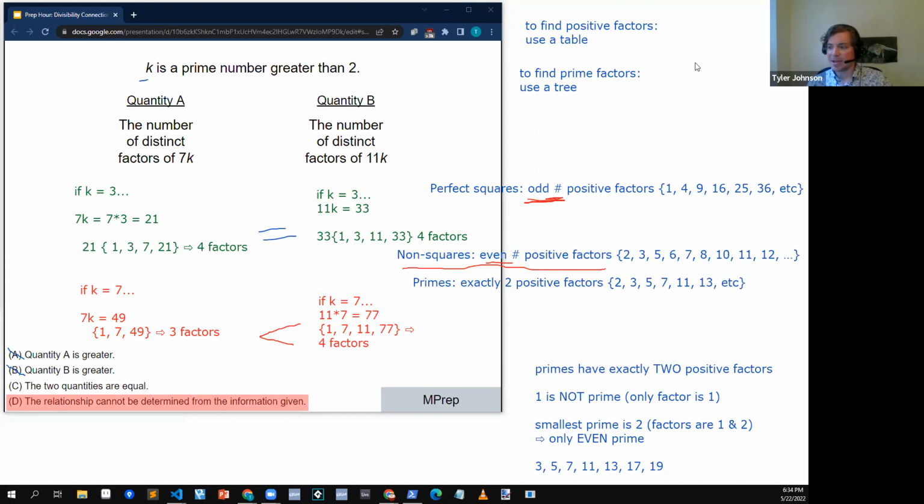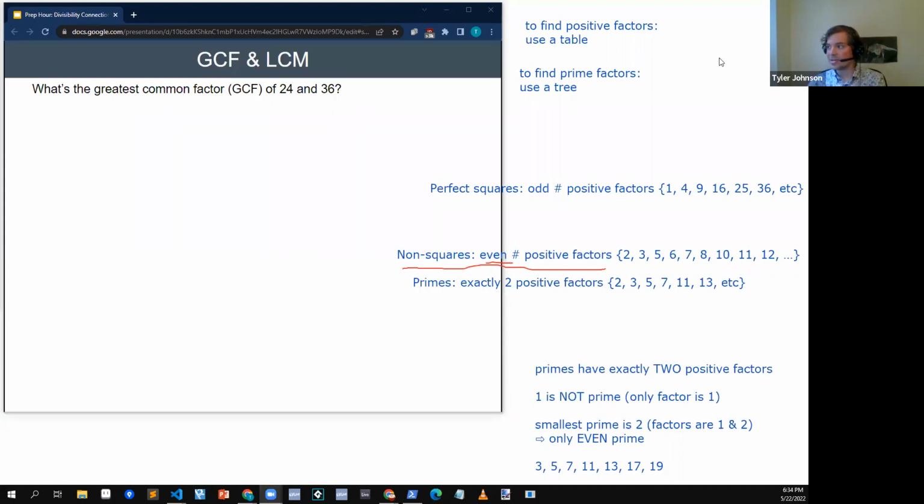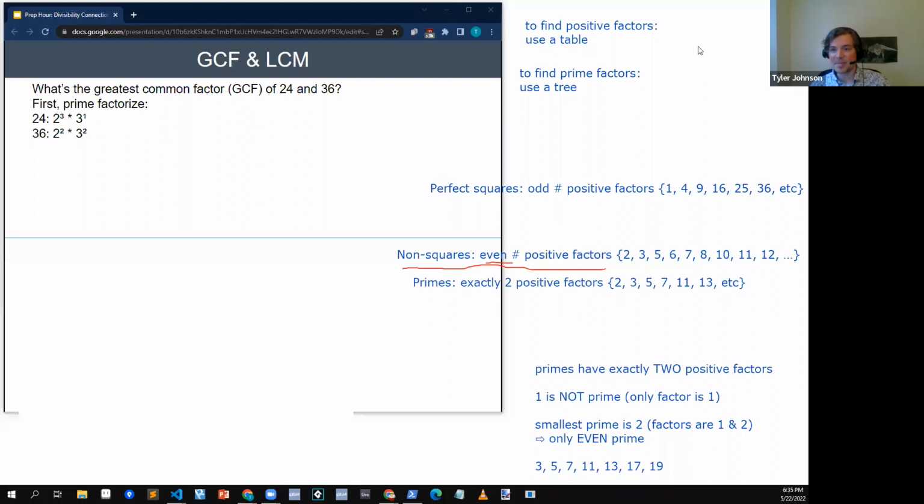So another interesting application of primes has to do with finding the greatest common factor and the least common multiple. So say I was trying to find the GCF of 24 and 36. There's a way I could do that manually, but if I want to find a reproducible method here, what I can do is first prime factorize both those numbers, break them down into each of their prime factors. So 24, that's 2 cubed times 3. 36, that's 2 squared times 3 squared.